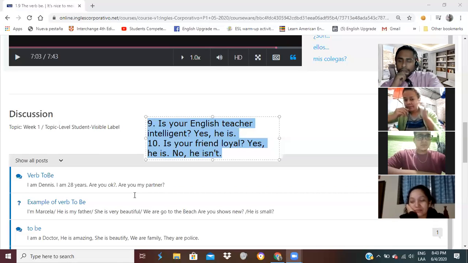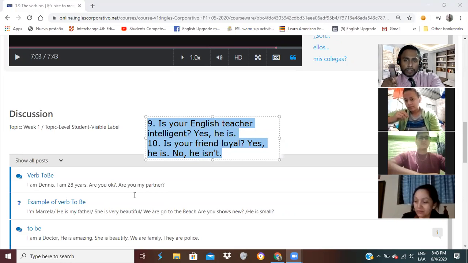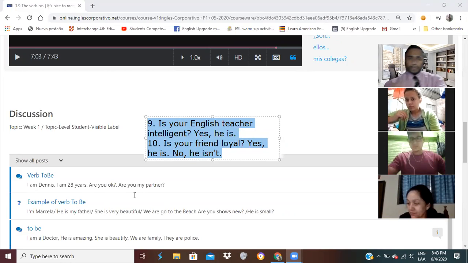Dígame, Miriam. Creo que también ahí es porque hay una contracción, ¿verdad? Sí. En el isn't. Correcto. La contracción es el negativo. Isn't. Is your friend loyal? Yes, he is. Or no, he isn't. Correct. Loyal. Ok. ¿Todos lo mandaron ya al grupo del WhatsApp?